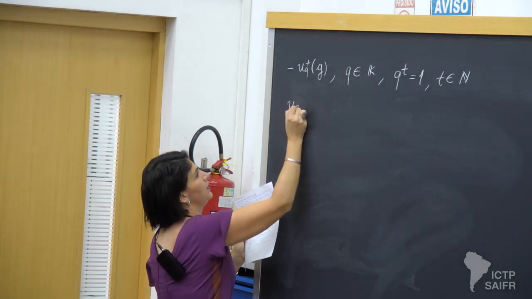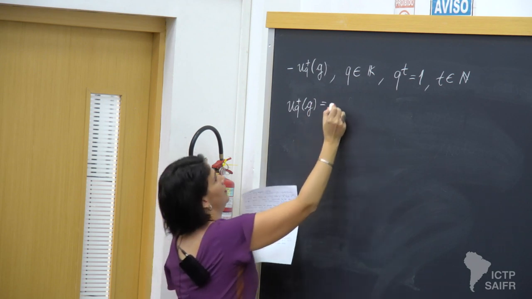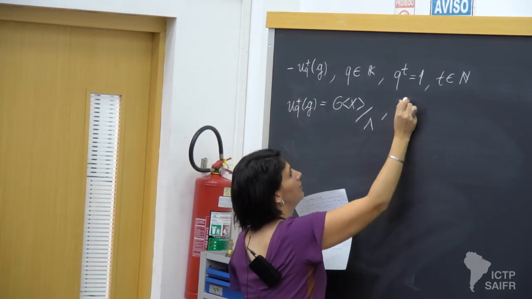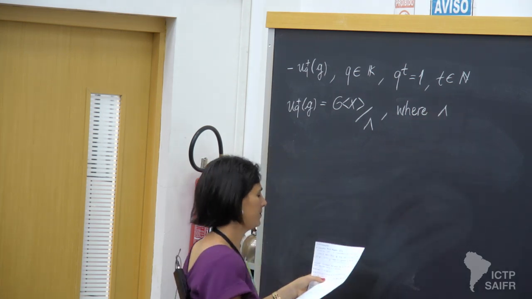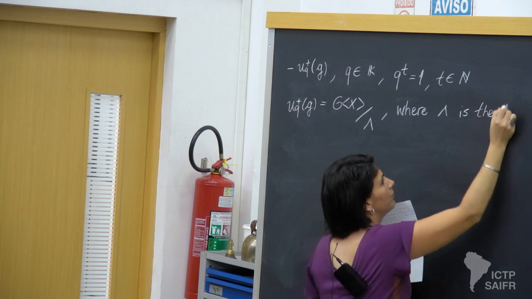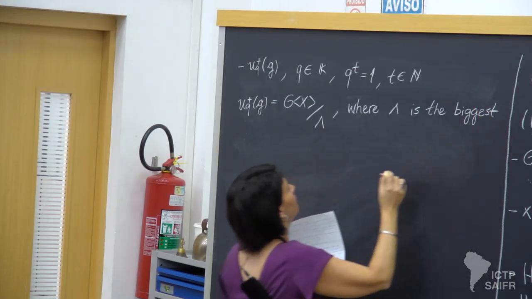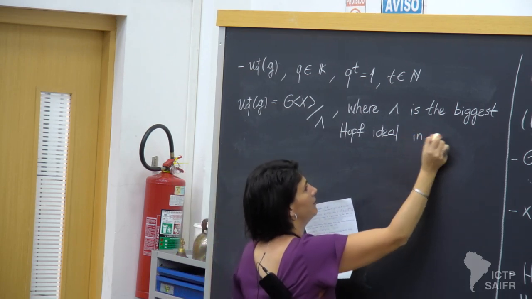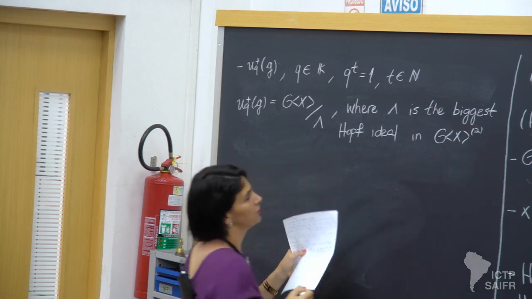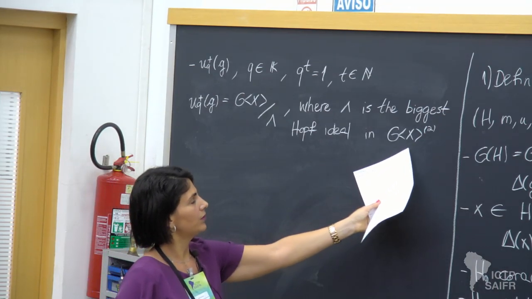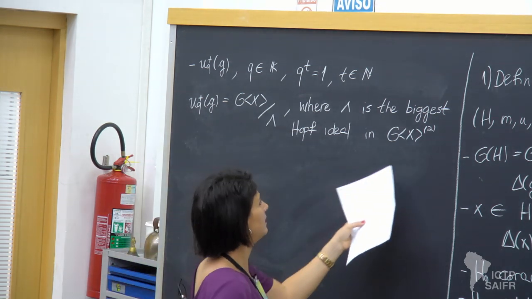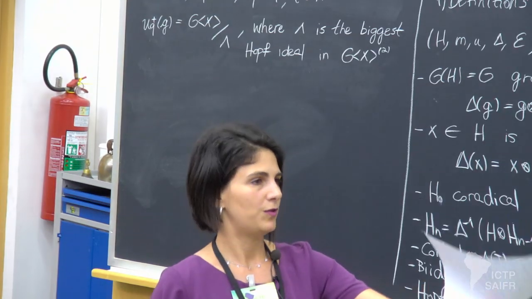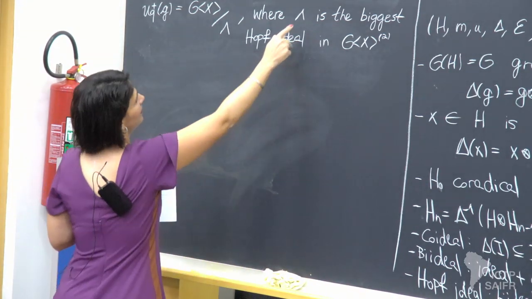Now, this is also G of X, but now quotient by lambda, where lambda is a little bigger than I. Lambda is the biggest Hopf ideal in G of X2. This G of X2 means polynomials with non-linear and linear and free terms. We notice that this is different. There we define I the ideal, and we prove that I is a Hopf ideal. Here we take lambda, the Hopf ideal.